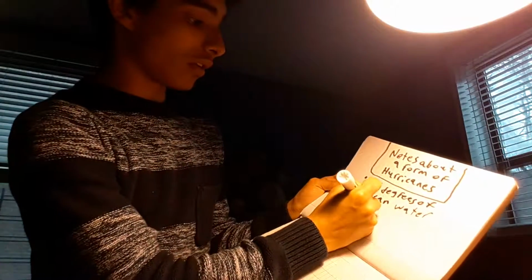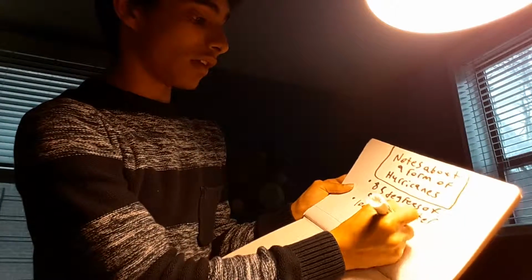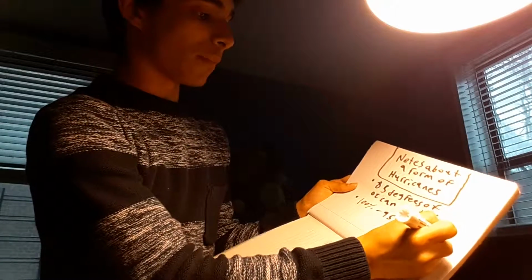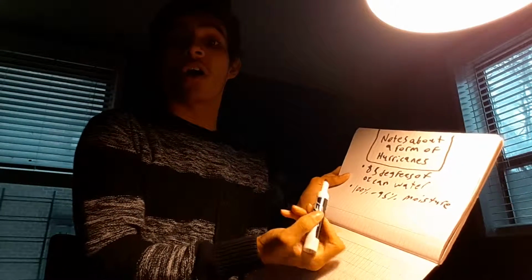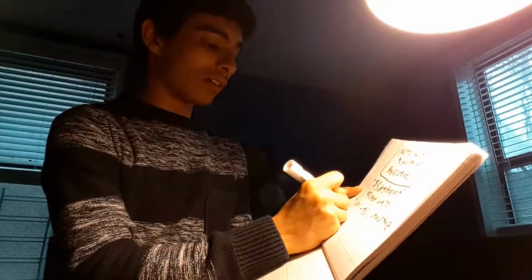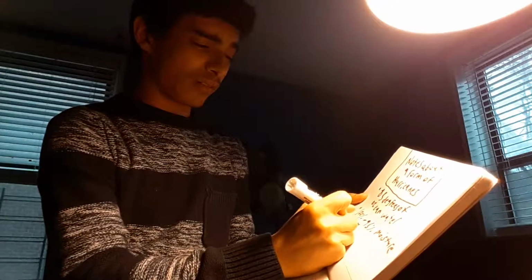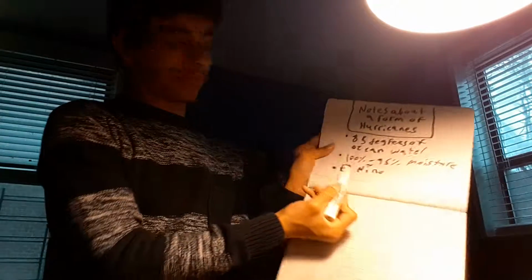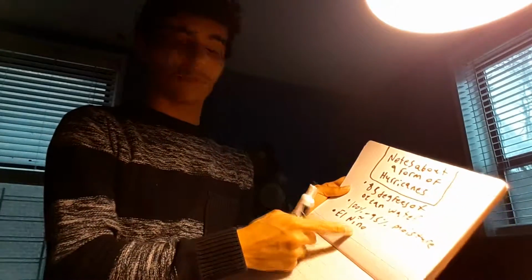What else do you need for the anatomy of the form of a hurricane? What you really need is 95% or 100% of moisture. And you need an El Nino. I like to put it in the letter I, so that's why I always wanted to put it for El Nino. You see that little comment right there? Okay, so you basically need El Nino.